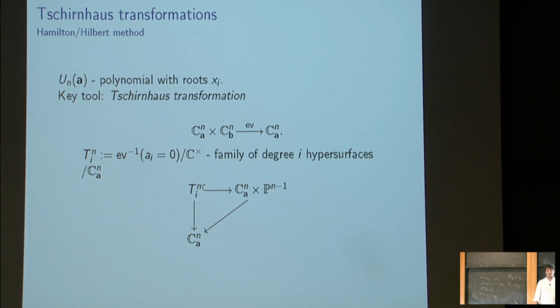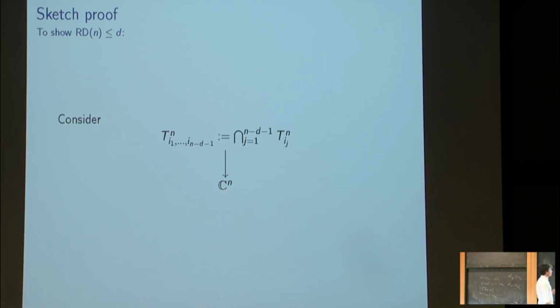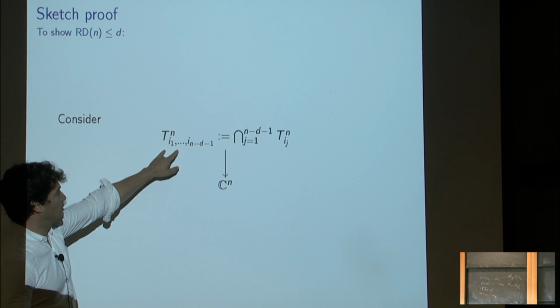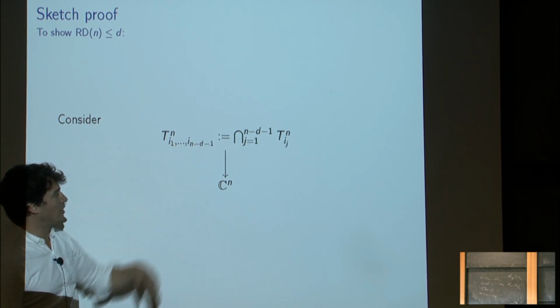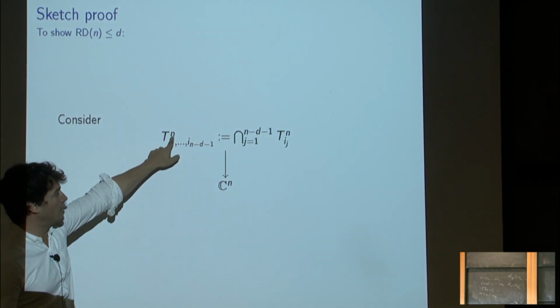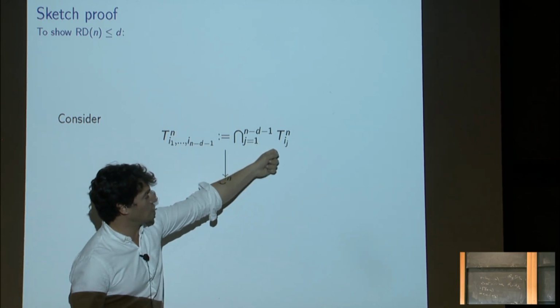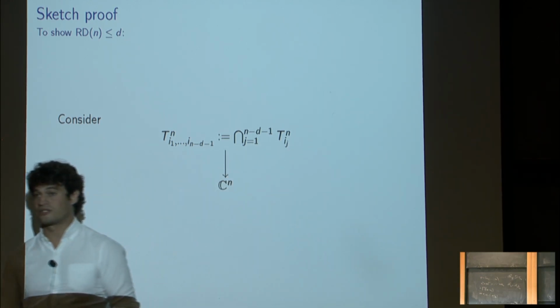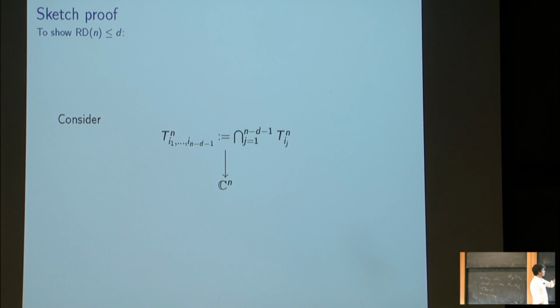OK, so I have these Tschirnhaus hypersurfaces, and these are interesting objects. You can write them; they're formulas. You have some infinite family. And you can also intersect them. So if I want to find a transformation that kills, say, the first n minus d minus 1 coefficients of a degree n polynomial, well, I better find a Tschirnhaus transformation that lives on that complete intersection. So these are the Tschirnhaus complete intersections.